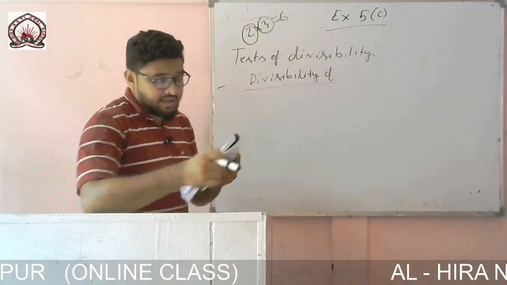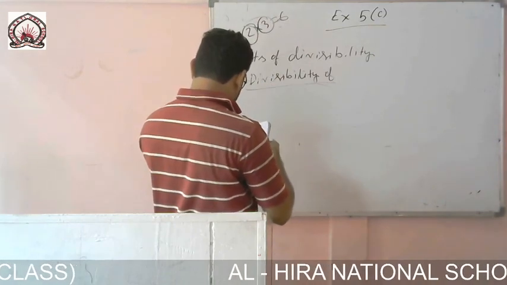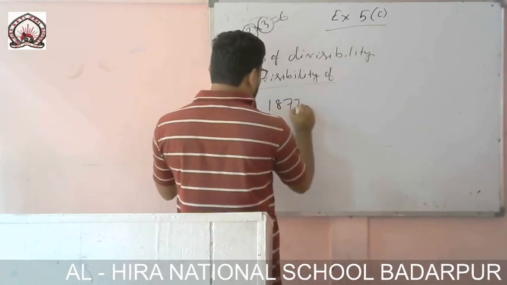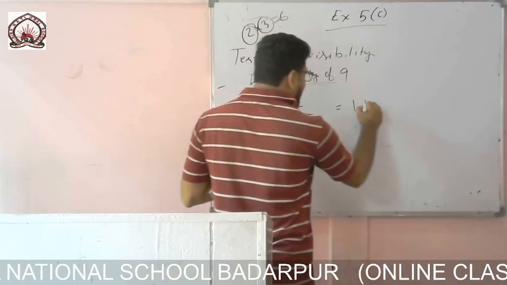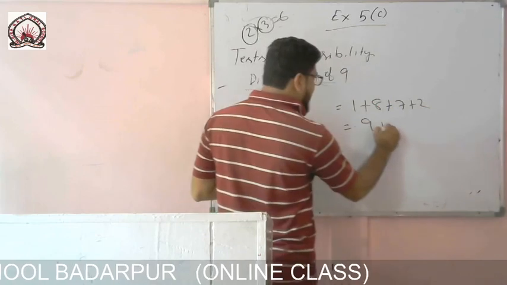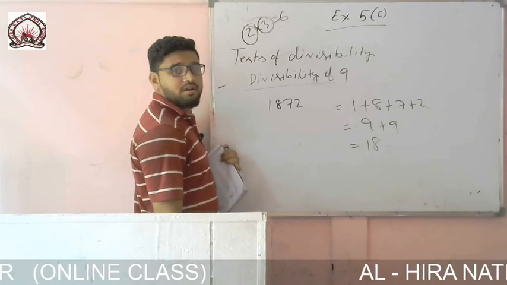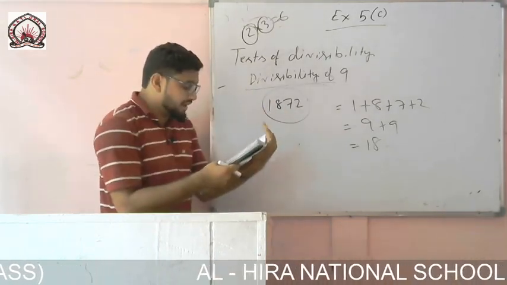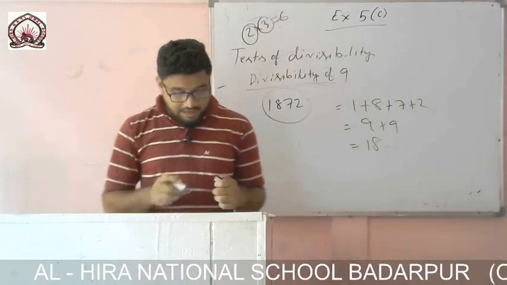For example, suppose you see 1872. Whether this number is divisible by 9 or not, how to check? You add all the digits: 1 plus 8 plus 7 plus 2. So 1 plus 8 is 9, 7 plus 2 is 9, 9 plus 9 is 18. So 18 is divisible by 9, 9 twos are 18. So the whole number is divisible by 9. Understood?